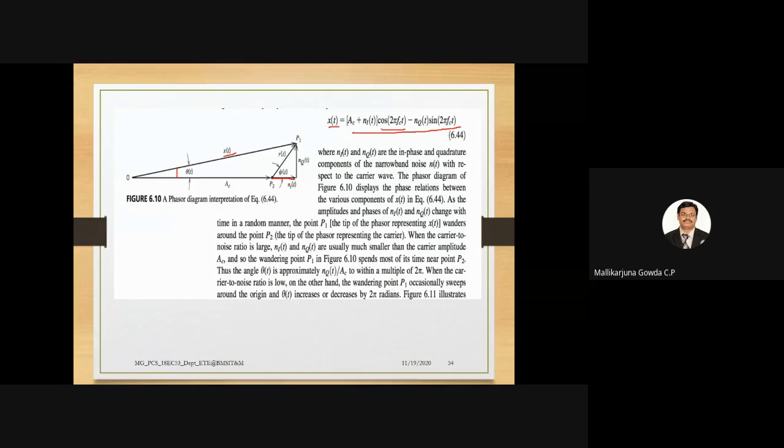Okay. So this is the quadrature component. This is the in-phase component. This is my carrier AC. Okay. This is my R of t. That is the envelope, right? And this is the x of t for this envelope, with this equation.